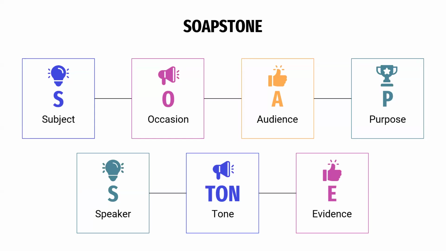When working on a group presentation, SOAPstone can help to clarify roles, audience purpose, tone, and structure so that each speaker's part fits into a clear and cohesive message. It ensures consistency and alignment across the team for a smoother, more effective delivery. We'll be referring back to SOAPstone throughout today's session, so keep it in mind as we move forward. It's a great tool to keep your presentation organized and effective.